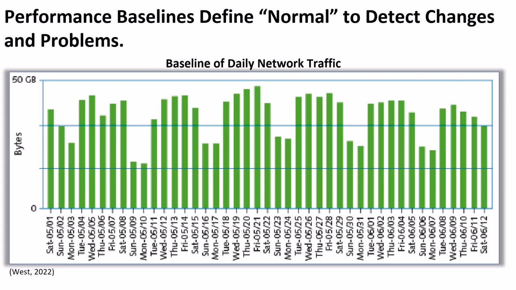Performance baselines define normal to detect changes and problems. A performance baseline is your network's normal. It tracks things like utilization, user counts, protocol mix, and error statistics, so you can quickly spot when something's off. Without one, you're basically guessing.